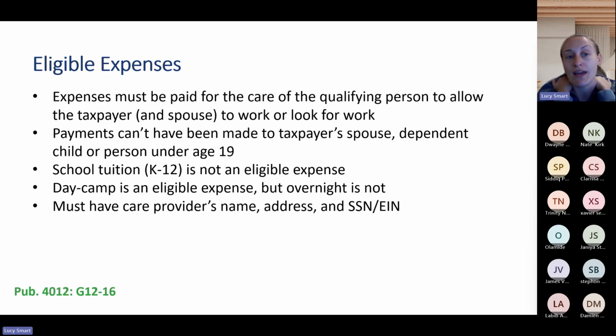School tuition, so K through 12 tuition, is not an eligible expense. Daycare, though, is. Day camp is an eligible expense, but anything that's overnight does not count. And in order to claim the expenses, the taxpayer must have the care provider's name, address, and their EIN or social security number. An EIN is a federal identification number. Most daycares provide parents with a form that contains this information as well as the amount paid.